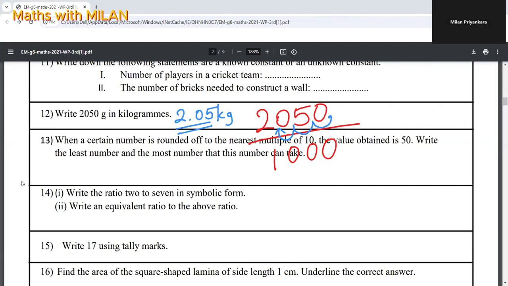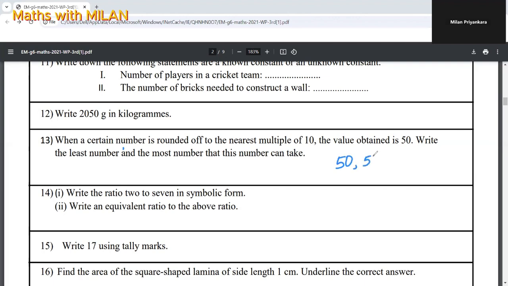So let's move on to the 13th. Let's see this one. When a certain number is rounded off to the nearest multiple of 10, the value obtained is 50. Write the least number and the most number that this number can take. So actually, we do not know this number, but when it is rounded off, it becomes 50. So that number might be 50, 51, 52, 53, maybe 54. What about 55? No, we can't get 55 because if we round off 55, it goes to 60.